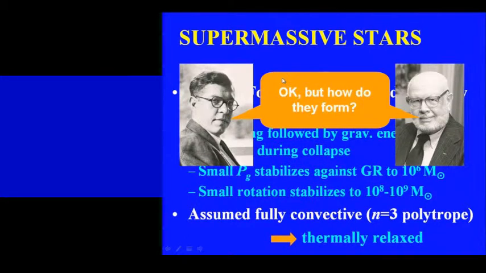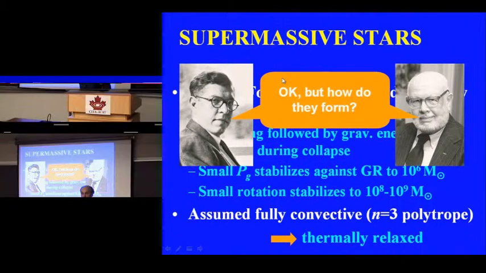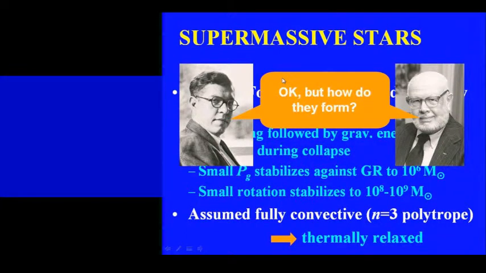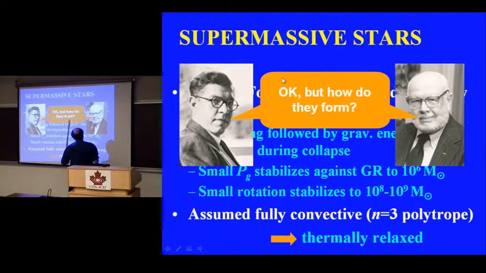However, Hoyle and Fowler didn't ask how you could possibly form one of these objects. And since I'm worried about actually forming supermassive black holes from supermassive stars, I felt that I'd better ask this question. And for those of you who were born after 1970, that's Hoyle and that's Fowler, Hicks' thesis advisor. Right?